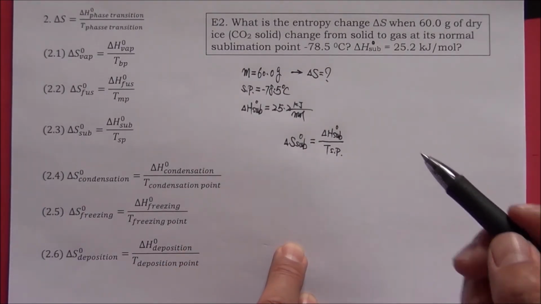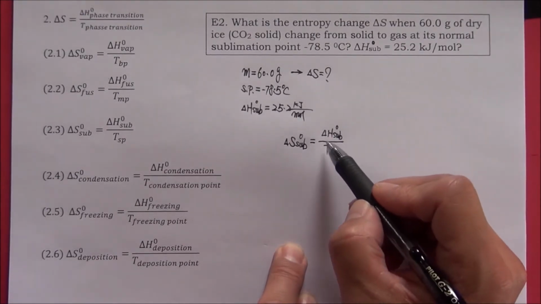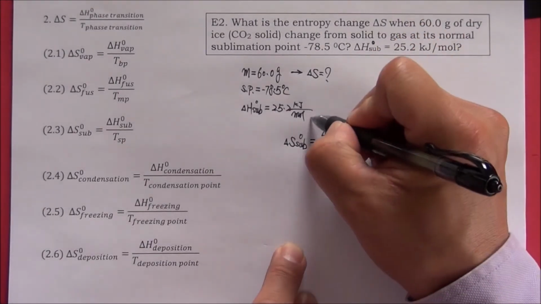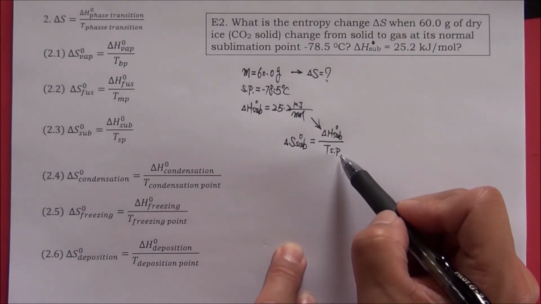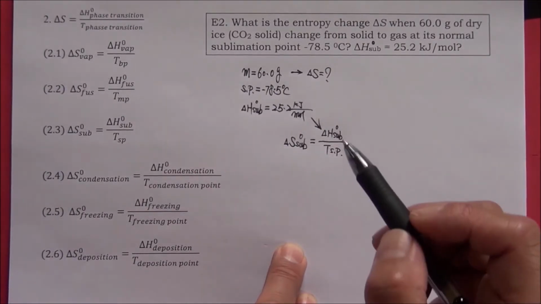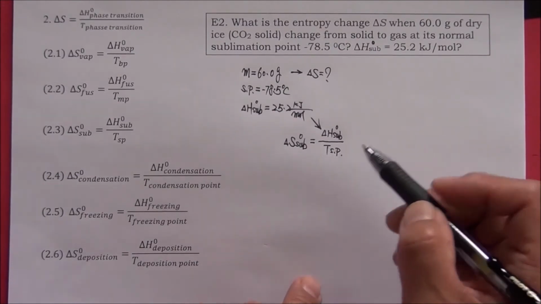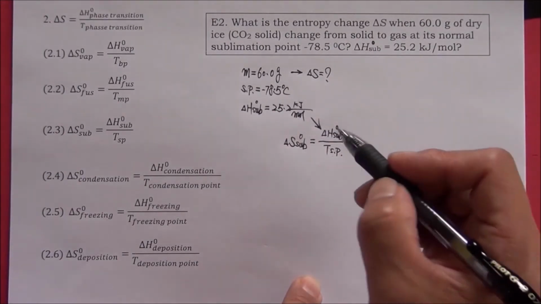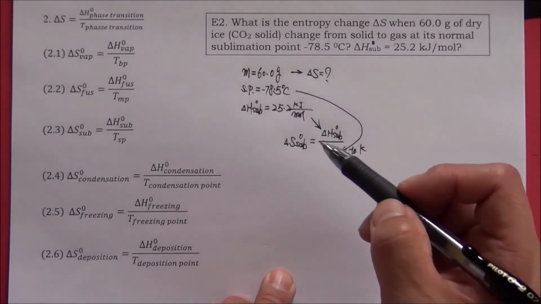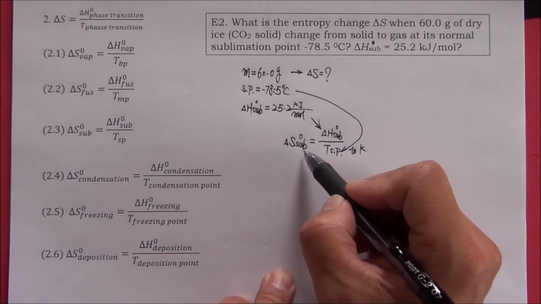Let's see if we have enough information to use equation 2.3. Standard entropy of sublimation is already given. And the sublimation point is given in degrees Celsius. But this equation requires the temperature in Kelvin. We can convert degrees Celsius to Kelvin. So, we have enough information to calculate the standard entropy of sublimation.